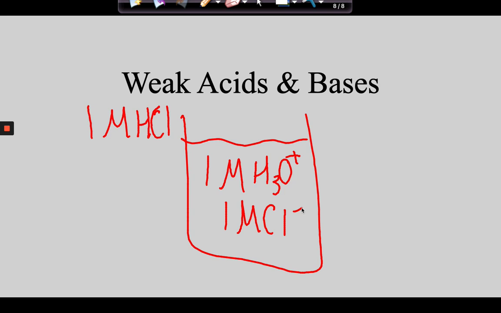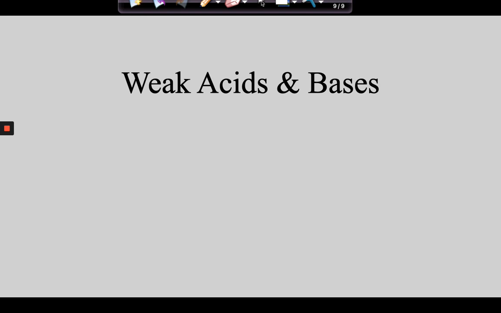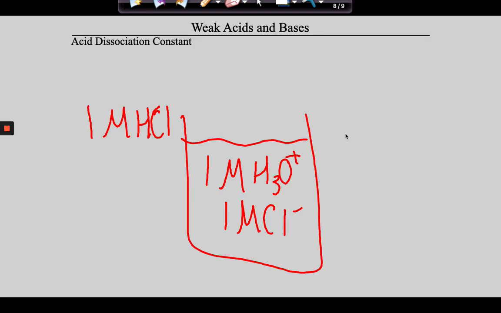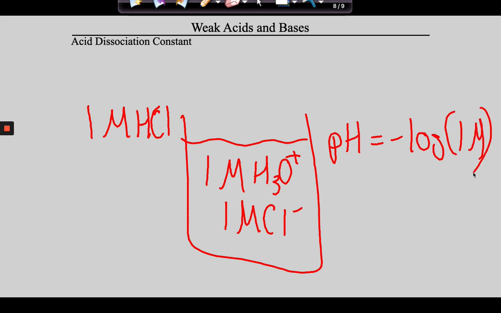Well, guys, today that's all going to change, because we're now going to talk about weak acids and weak bases. But guys, understand, this is where things get weird. If we want to find out the pH of this, we just go pH is equal to the negative log of 1 molar, because 1 molar acid is 1 molar hydronium. That's not the case when we're talking about weak acids. So guess what we do? Ice boxes.